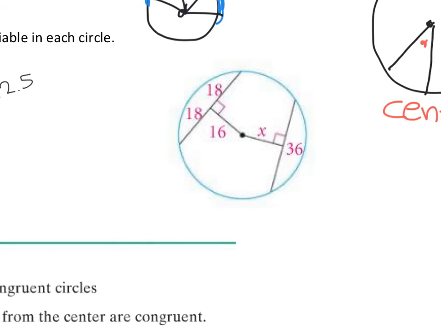And then this segment over here goes along with the same thing. So I'm going to draw on the radii again so we can see it. And again, I have this side's 36, 18, 18, 18, 18, a 90-degree angle. These sides are all equal because they're radii. So that would mean that if this segment is 16, then this segment has to be 16. So this one's 16 as well.